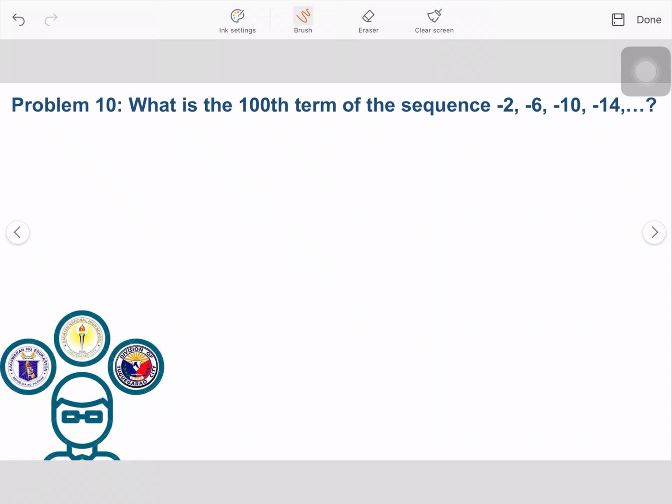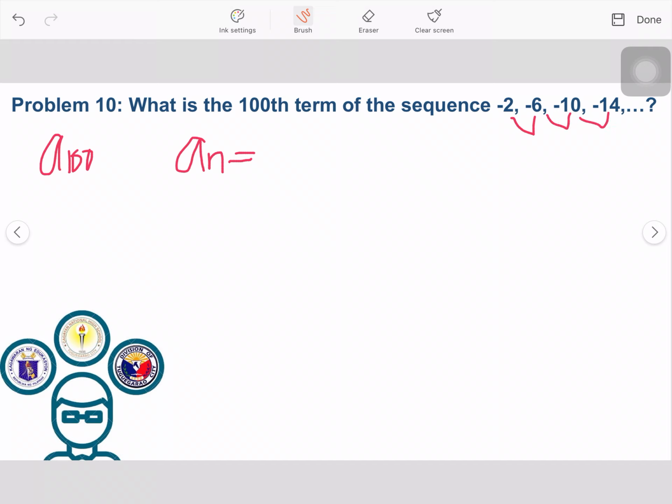Let's look at problem number 10. What is the 100th term of the sequence? Negative 2, negative 6, negative 10, negative 14, and so on. So we're looking at also for a sub 100. Okay? So again, before we can get the 100th term of the sequence, let's try first to look into the explicit form of the sequence.